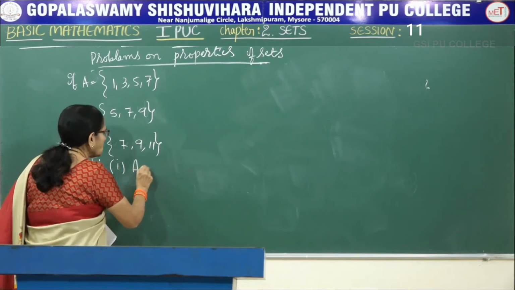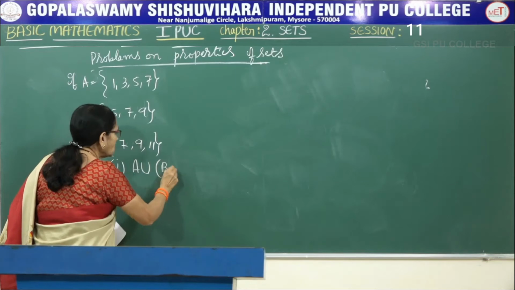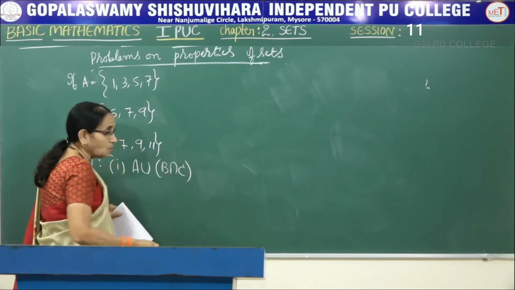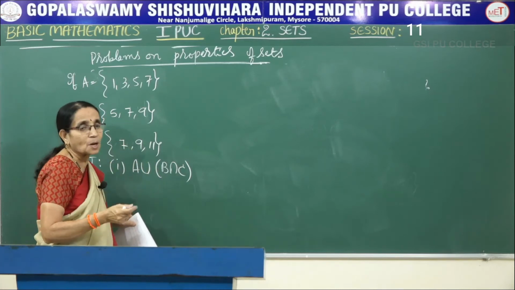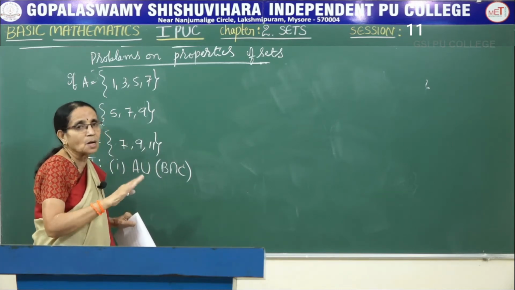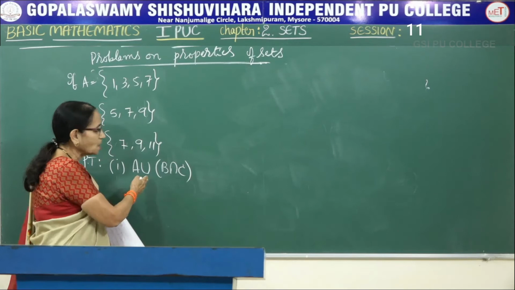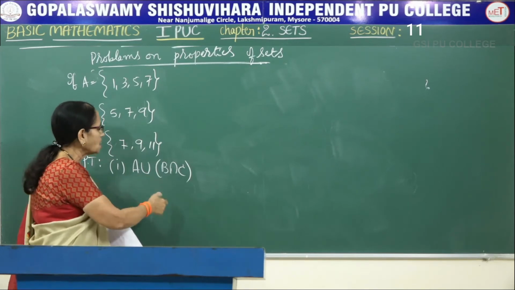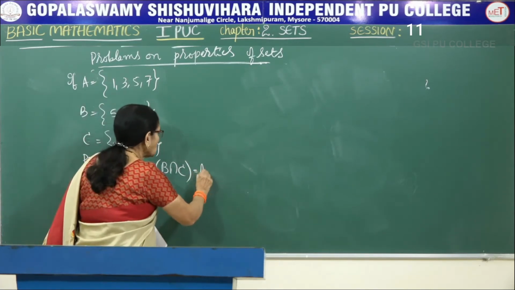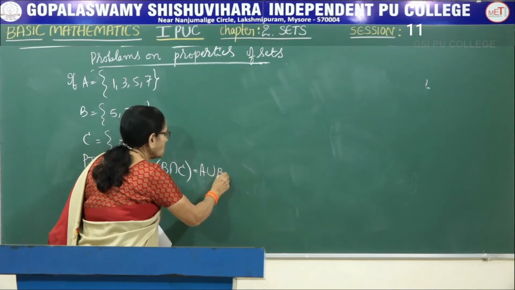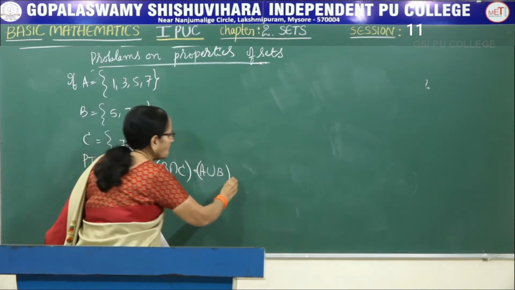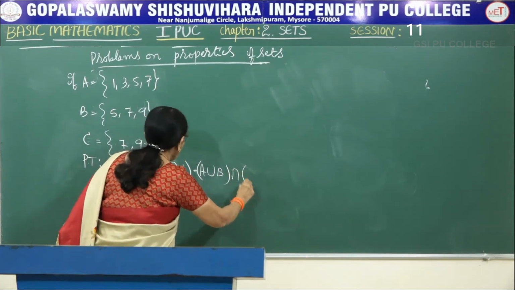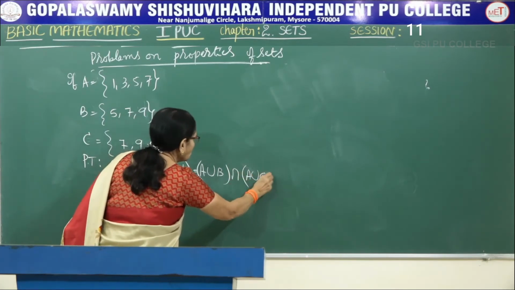First one is A union B intersection C. Whenever we think about the distributive property, there have to be two operations. If you take numbers, addition and multiplication. When you take sets, two operations, union and intersection. And what should be the answer? It is A union B. First I combine A and B. In between, the operation intersection, it is A union C.